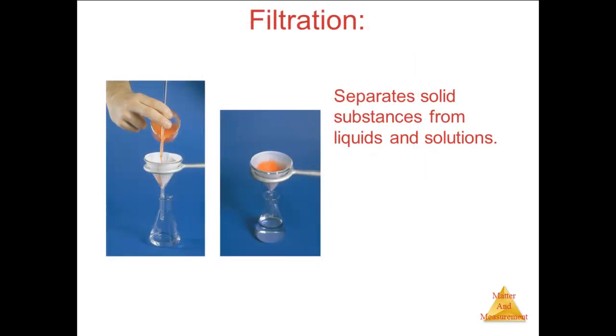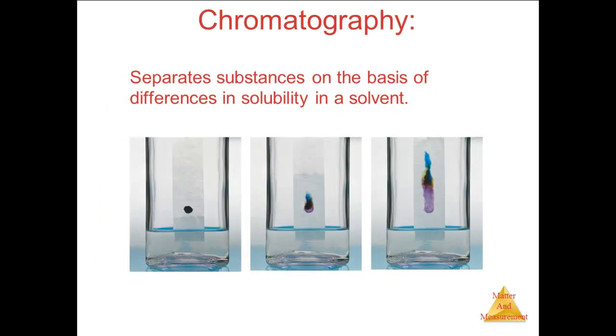Filtration separates solid components from liquid components by using a piece of filter paper, which traps the solid and allows the liquid to pass through. Chromatography separates substances based on their variable solubility in a particular solvent and their attraction to some substrate.